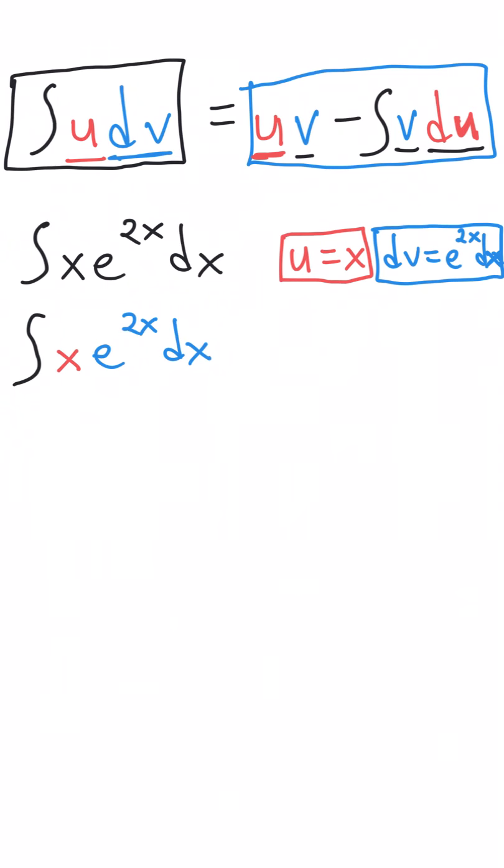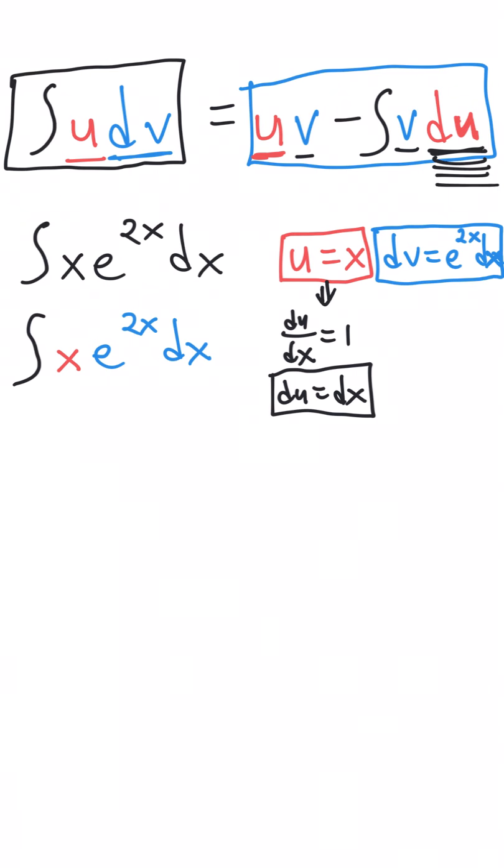Well, watch. I can get du from u equals x. I'm just gonna d/dx both sides, okay? And I get du/dx equals what? 1. Therefore, du equals dx. There you go. I just got du. I just got this guy right here, du, which I needed.